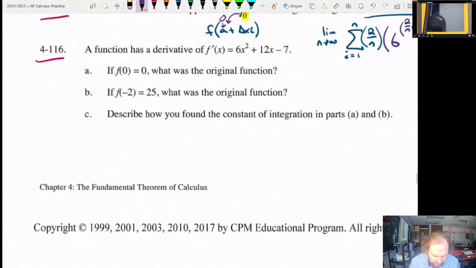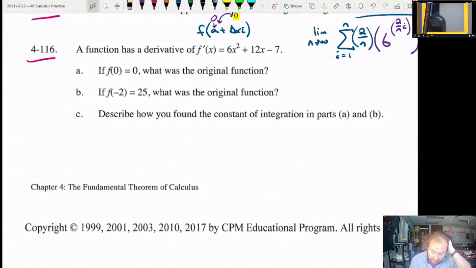And finally, for 116: a function has a derivative f prime equals that function. If f of 0 equals 0, what was the original function? This is kind of a preview question for a skill coming down the line, where we're going to find what's called the exact antiderivative for a certain point.